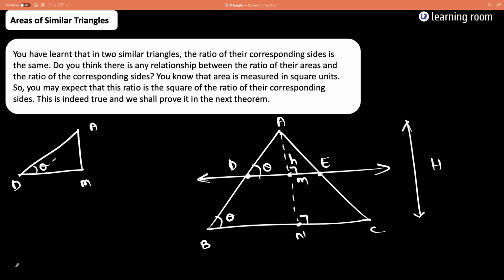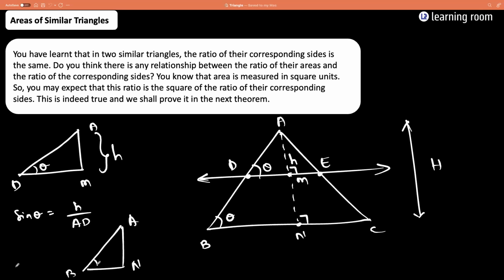In triangle AMD, if I take this angle to be theta, what is AM? AM is h, right? So what is sine theta from this triangle? h divided by AD. Similarly, if I take the bigger triangle ANB, where this is also theta, this is going to be capital H. Then what is sine theta from this triangle? Capital H divided by AB. Can I say that?